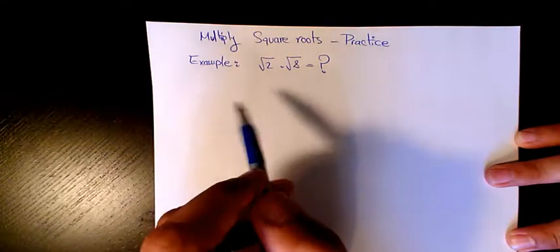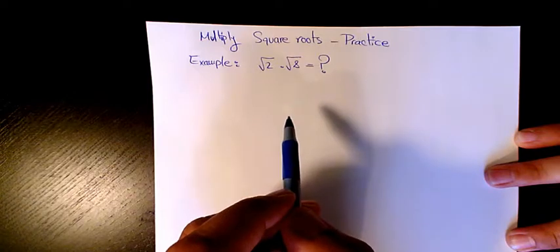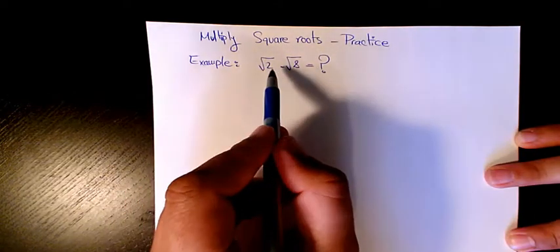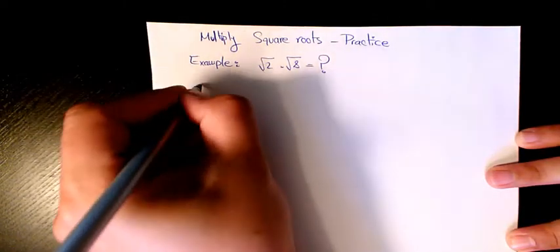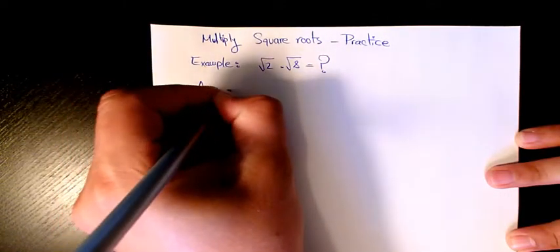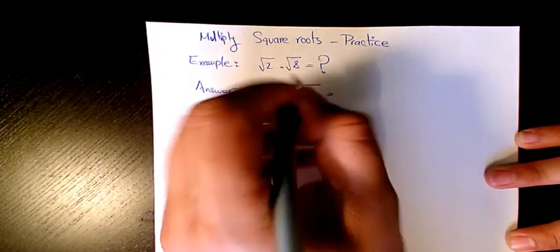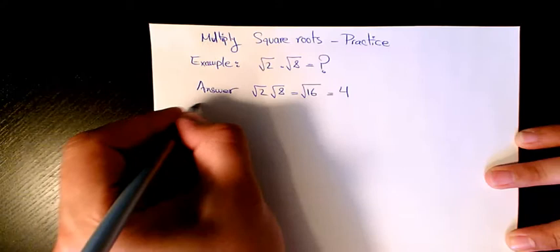In this video I want to give you some practice questions regarding multiplying square roots. The first example is root 2 times root 8. The answer will be root 2 times root 8 is going to be root 16, and root 16 is 4.